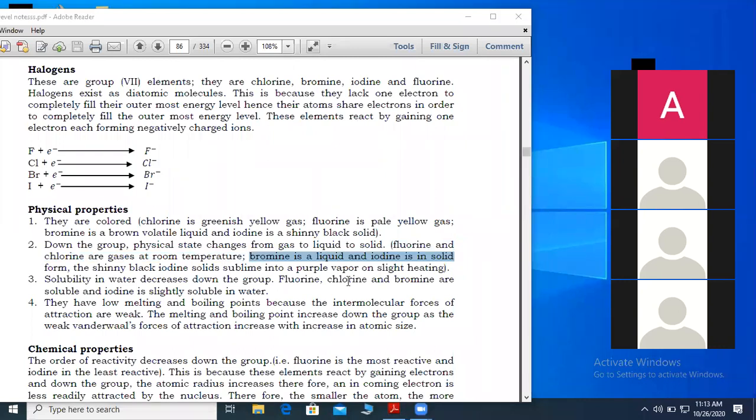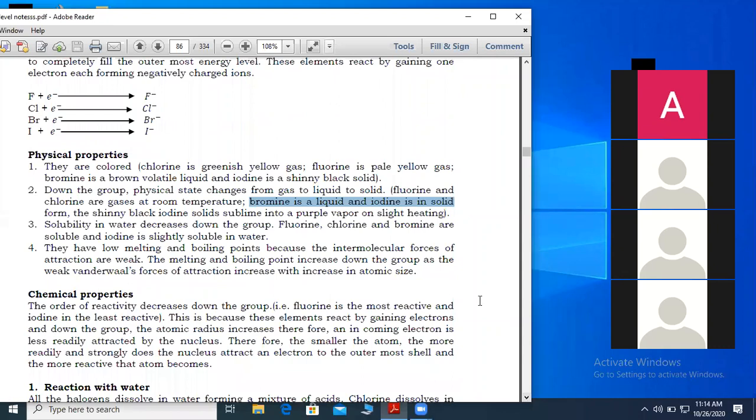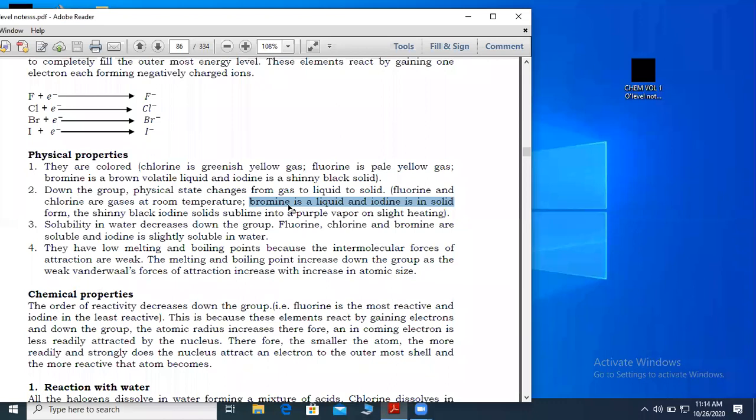So, Amera, which one is solid at room temperature? Iodine. Good. Yes. Waguma, which one is liquid at room temperature? I think Waguma does not know how to unmute and answer. I want a boy to help him. Without wasting time, bromine is liquid at room temperature.